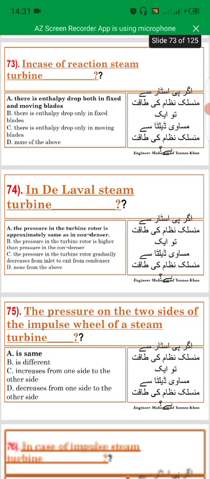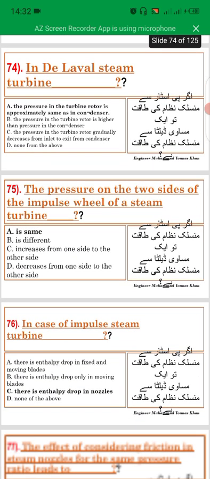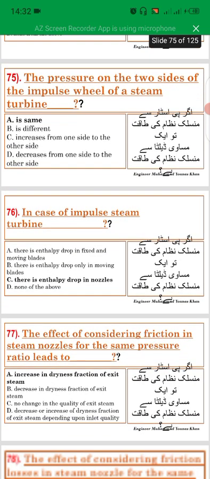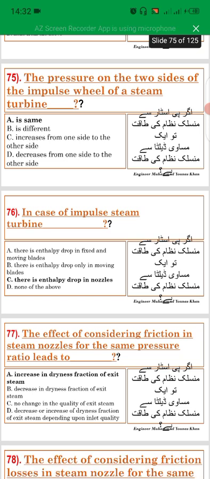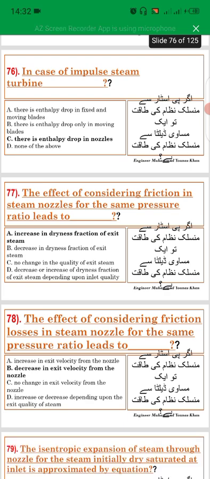In case of a reaction steam turbine, there is enthalpy drop in both fixed and moving blades. In a De Laval steam turbine, the pressure in the turbine rotor is approximately the same as in the condenser. The pressure on the two sides of the impulse wheel of a steam turbine is the same. In case of an impulse steam turbine, there is enthalpy drop in nozzles.